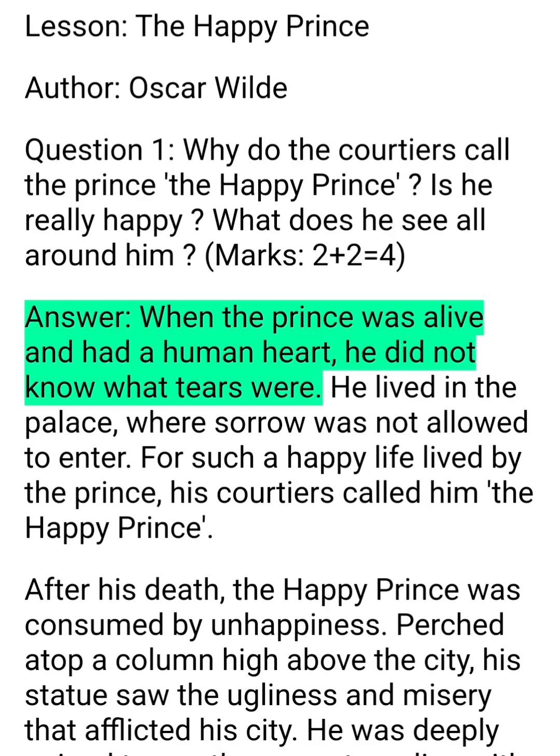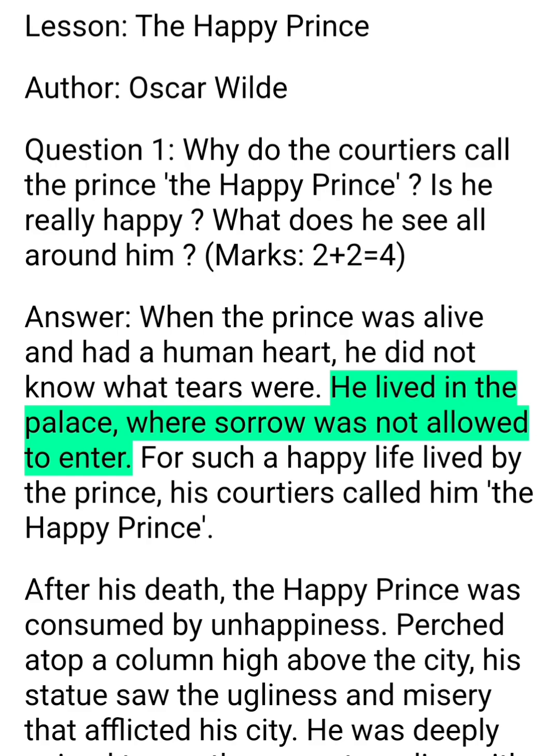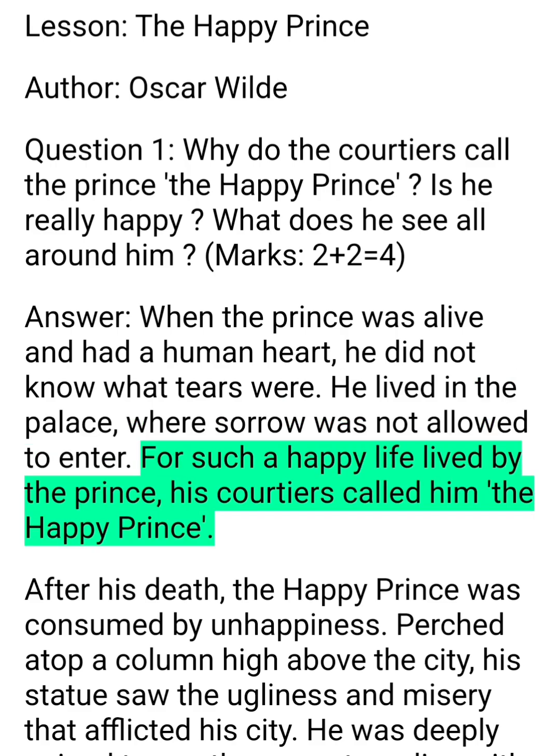Answer: When the prince was alive and had a human heart, he did not know what tears were. He lived in the palace, where sorrow was not allowed to enter. For such a happy life lived by the prince, his courtiers called him the Happy Prince.